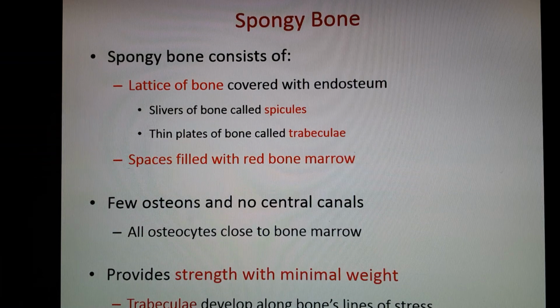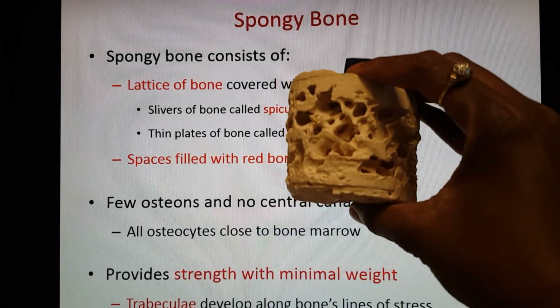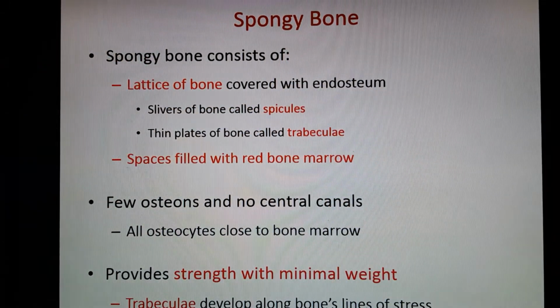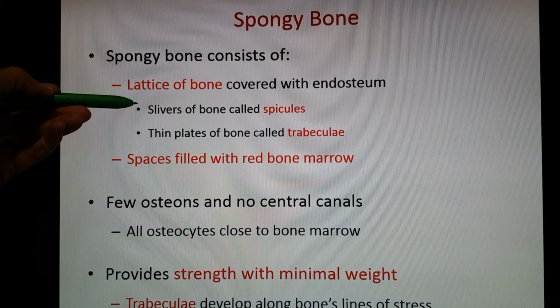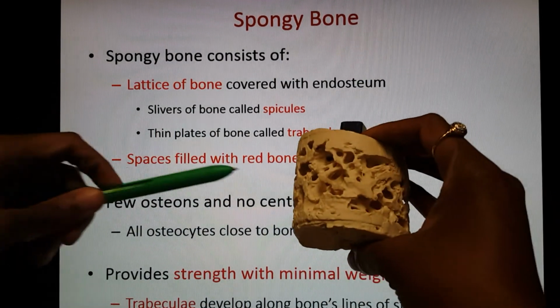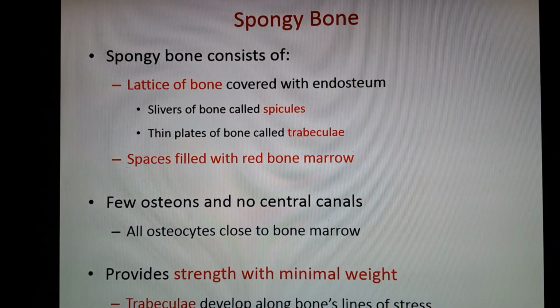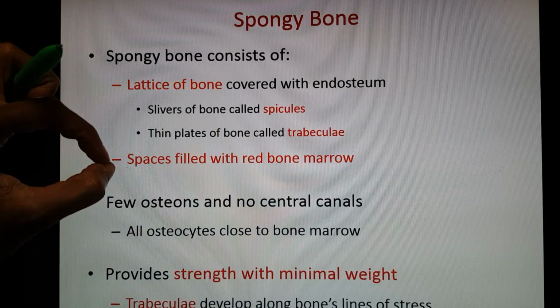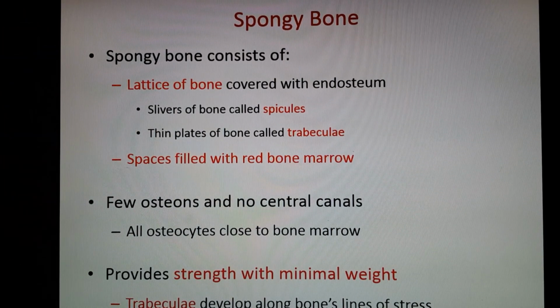So moving on to our spongy bone, again in the middle of our compact bone. There are two different structures in spongy bone. You have these small slivers, which are called your spicules, and then the thin plates called trabeculae. And all those little empty spaces are filled with bone marrow. In your spongy bone there are very few osteons, the circular structures that we found easily in our compact bone. And there are no central canals in there since it's just filled with bone marrow. And in that bone marrow, you do have the circulatory system running through the middle of it.